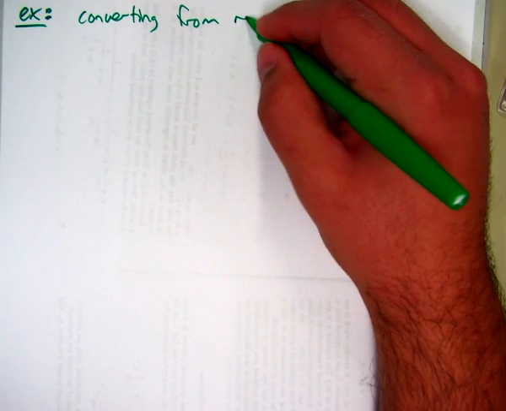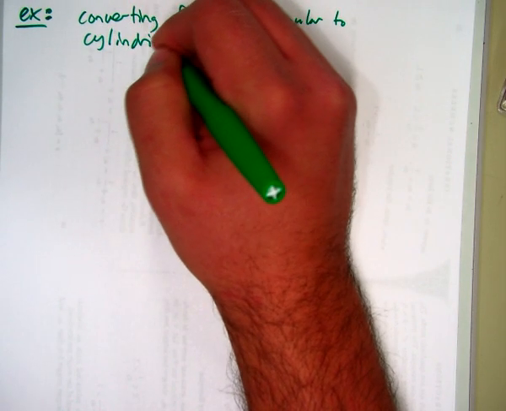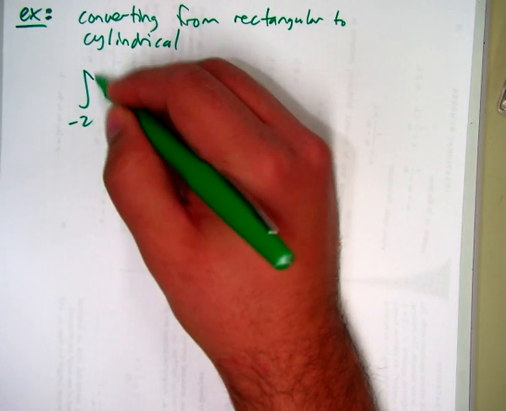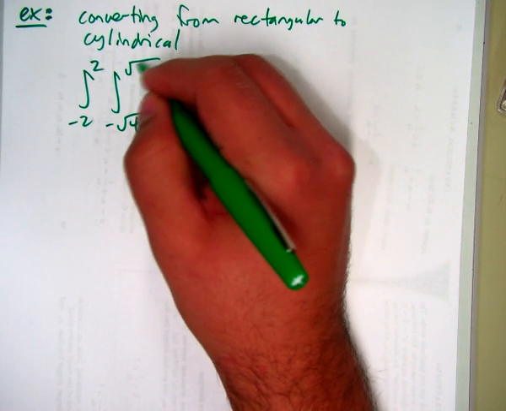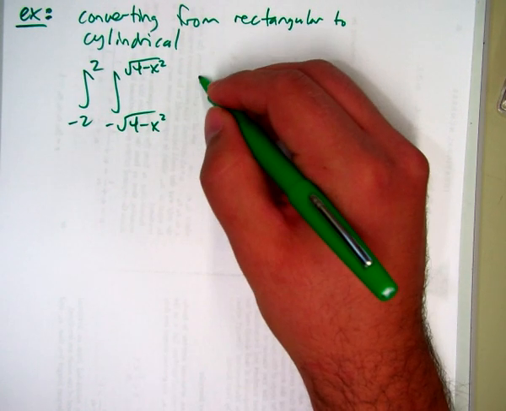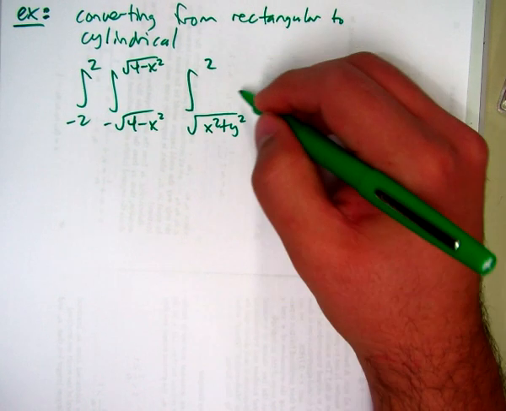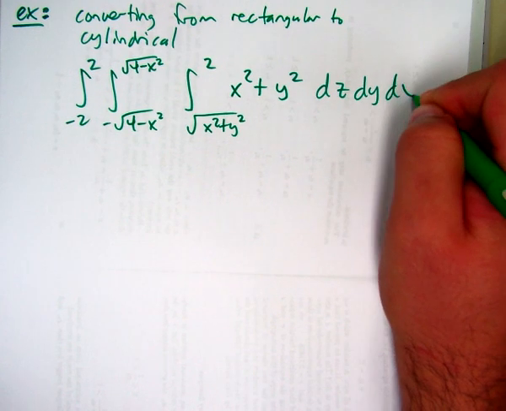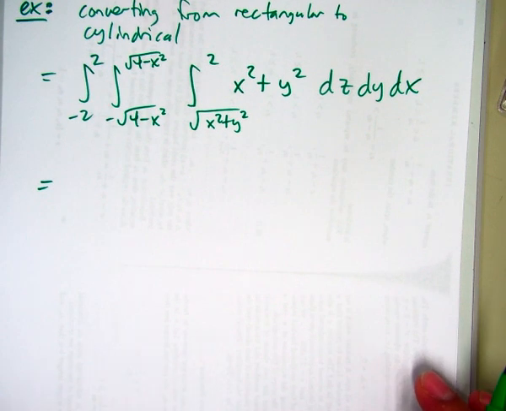Converting from rectangular to cylindrical. Because I want to give you this example, which, we'll at least talk about setting it up. If I give you a triple integral, you should be able to have the recognition within yourselves to say, I don't want to integrate this. So the idea is, could I do this in cylindrical?